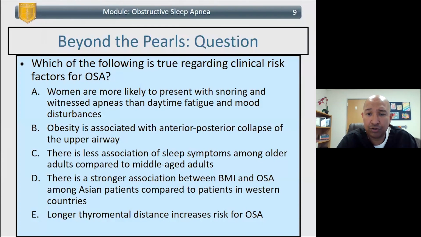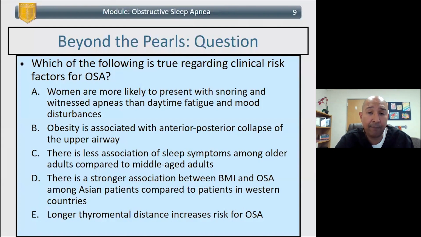Which of the following is true regarding clinical risk factors for OSA? Oh, I'm loving this one already. So which of these are going to be true? A: Women are more likely to present with snoring and witnessed apneas than complaining of daytime fatigue and mood disturbances. That sounds totally wrong.